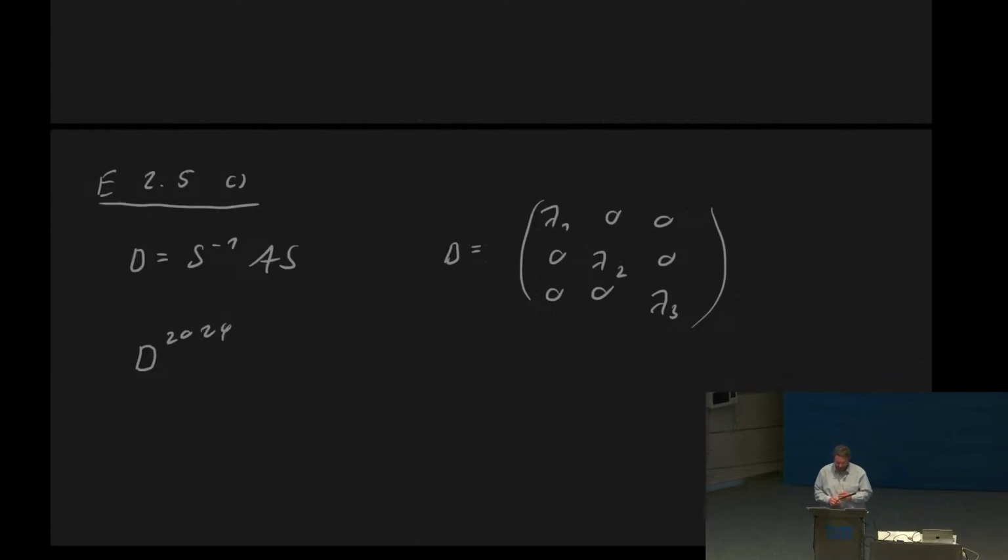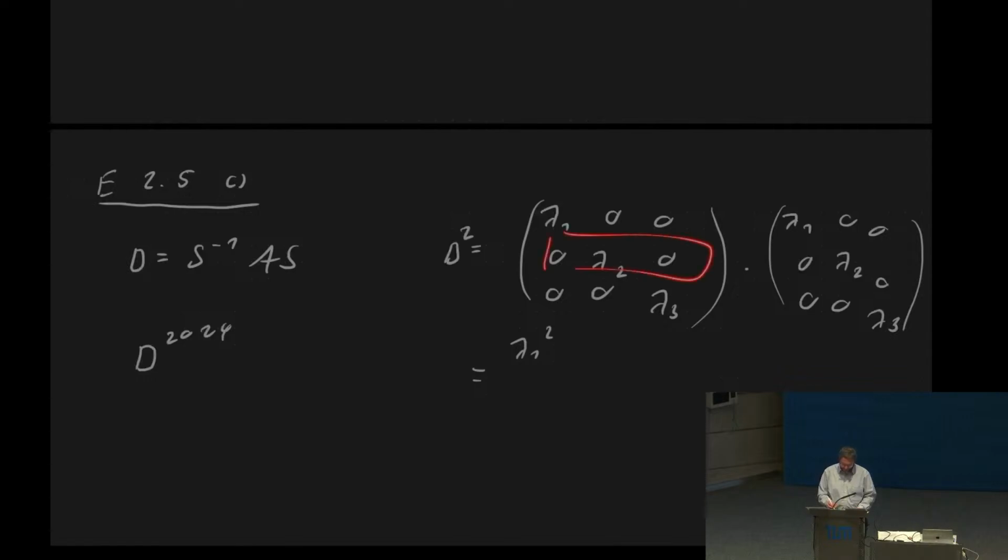What happens if I compute D squared, D to the third, D to the fourth, and so on? Well, basically that means I multiply D by itself. What happens if I do that? Well, let's give that a try. D squared would be this here. So what we get if we compute D squared is, well, take this row times this column for the first entry, so we get lambda 1 squared.